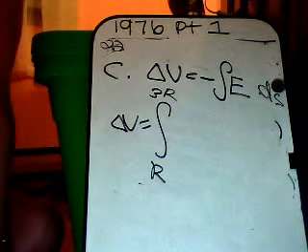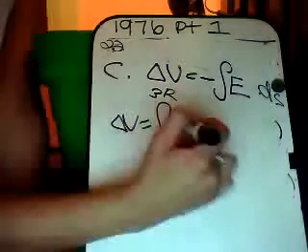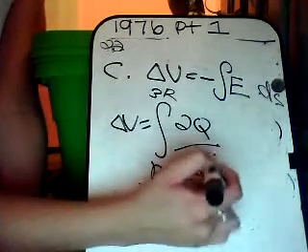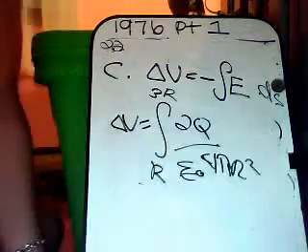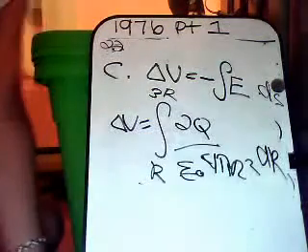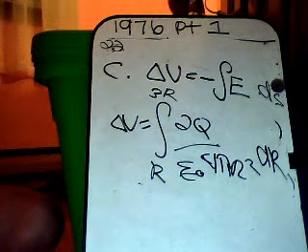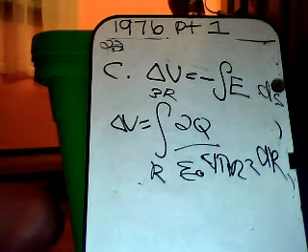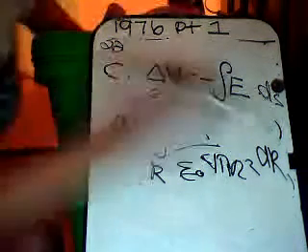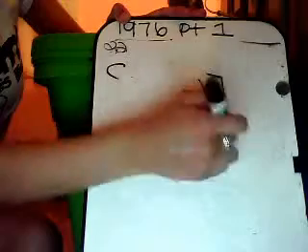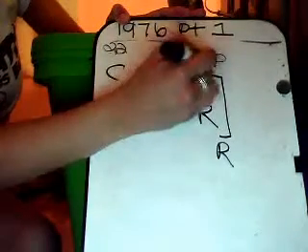So that becomes the integral of 2Q over epsilon naught 4 pi r squared, and now it's in terms of the radius, because now you have an r in the equation, and you can pull out the 2Q over epsilon naught times 4 pi because those are all constants. So then all you have to do is integrate negative 1 over r from r to 3r.